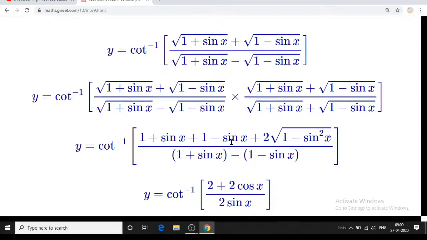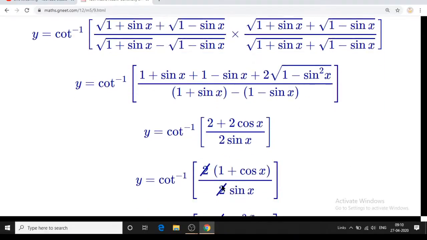Sin x will get cancelled in the numerator, 1 plus 1 is a 2. Here 1 minus sin square x is cos square x, and root of cos square x is cos x. So 2 plus 2 cos x upon 2 sin x, because here the 1s will get cancelled. Now taking 2 common, 1 plus cos x upon 2 sin x. The 2 will get cancelled, and we will get 1 plus cos x upon sin x.